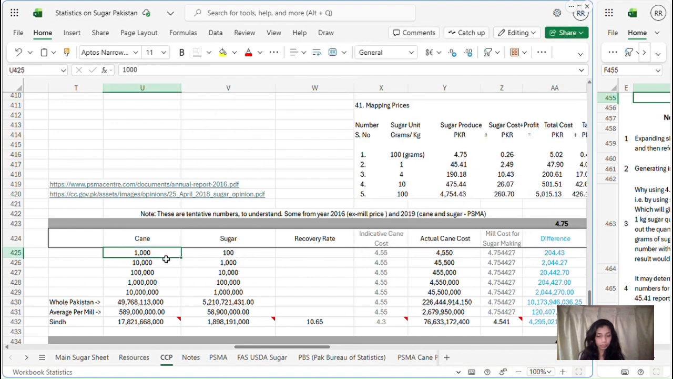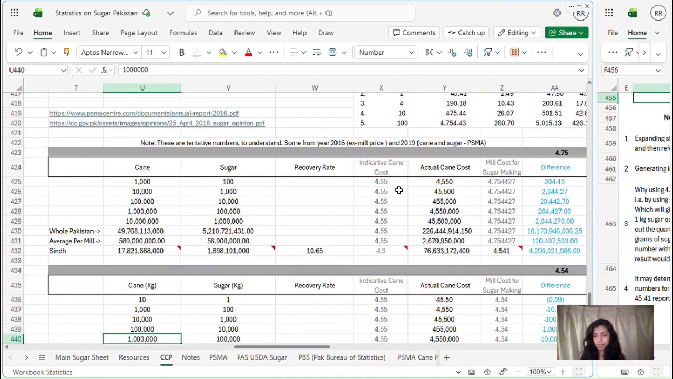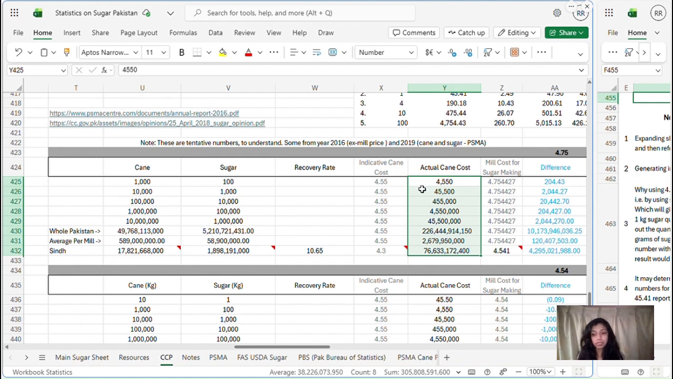Similarly, I put here the cane quantities column, and then I added this cane cost column. The cane cost column means if you divide the sugar indicative price by the 40 kg benchmark price of cane. So we are going to divide that 182 or 180 rupees by the 40 kg of cane, and you are going to get the per kg cost. So this is the per kg cost, and this is the actual cane cost.